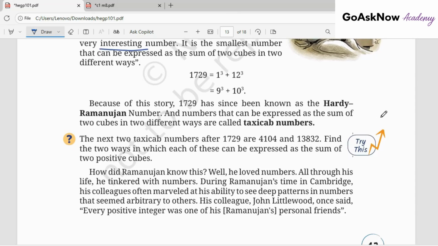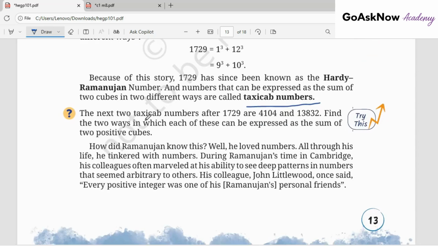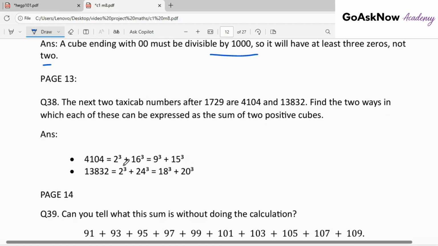A number that can be expressed as the sum of two cubes in two different ways is called a taxi cab number. The next two taxi cab numbers after 1729 are 4104 and 13832. Find the two ways in which each of these can be expressed as a sum of two positive cubes. Here 2 cube plus 16 cube, which is equal to 4104, and the other way 9 cube plus 15 cube. And 13,832 is equal to 2 cube plus 24 cube, or 18 cube plus 20 cube.